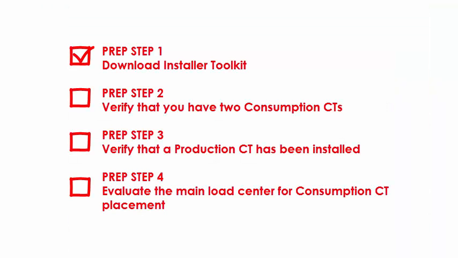Step 1. Download Installer Toolkit. Step 2. Verify that you have 2 Consumption CTs. Step 3. Verify that a production CT has been installed. And Step 4. Evaluate the main load center for Consumption CT placement. Let's walk through these steps in more detail now.